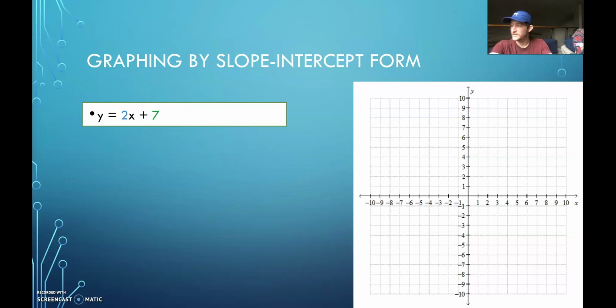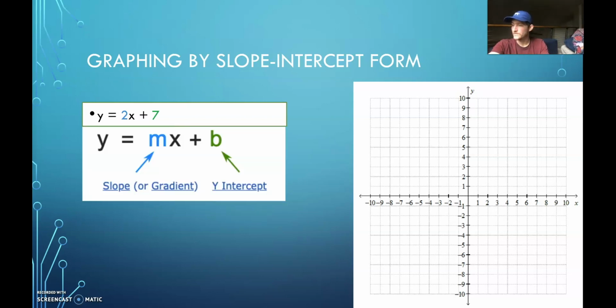So in this situation, you're going to want to graph by looking at the specific form. It's going to be a quicker way to do it than doing it by points. So the slope-intercept form is based on two main parts, which is the slope, which in this situation would be 2, or m, and then the y-intercept, which would be b, or in this situation 7. And so the y-intercept is going to be where the equation intercepts the y-axis.